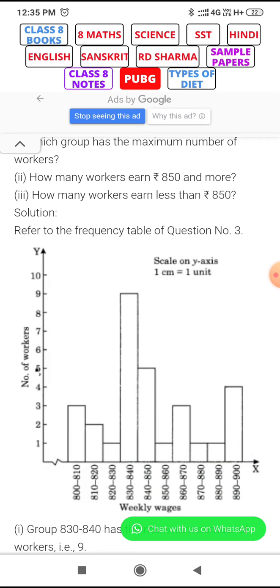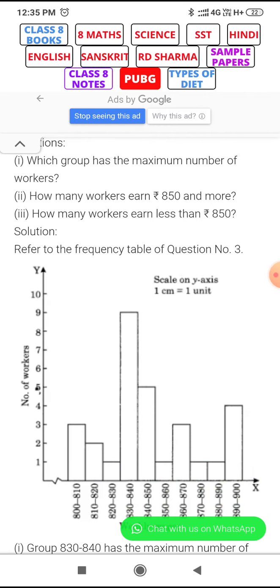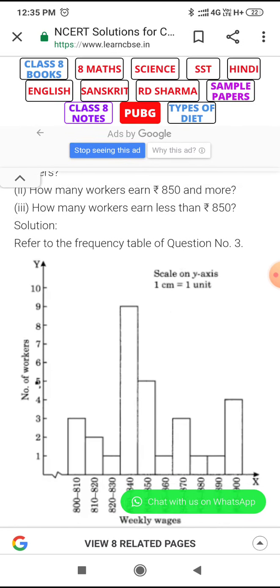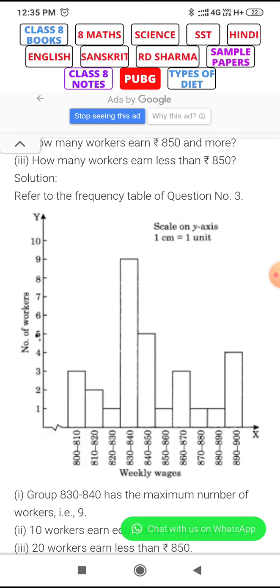We take all the class intervals on the x-axis and the number of workers, that means frequency, on the y-axis, and the scale of this graph is 1 centimeter to represent 1 unit. Since we are not starting from 0, we use a kink here. A kink is a jagged line, as you can see at the start of the x-axis. We use it here because our class intervals do not start from 0. Now we can draw a histogram using the last table.